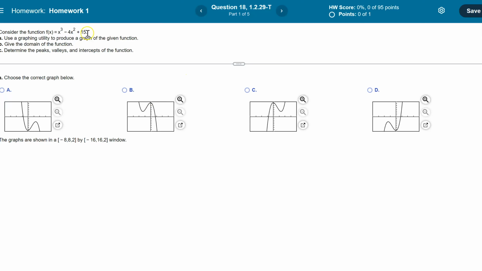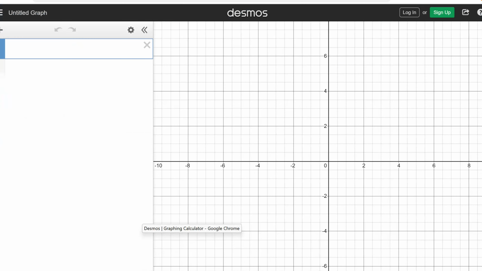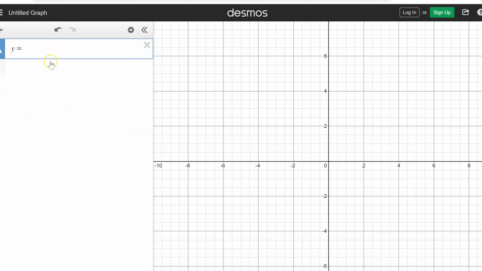So I'm going to take this function and use this online graphing tool called desmos.com. It's free. And I'm just going to type in my function. So y equals, and I'm going to have to go back and forth because I don't know what the function is.